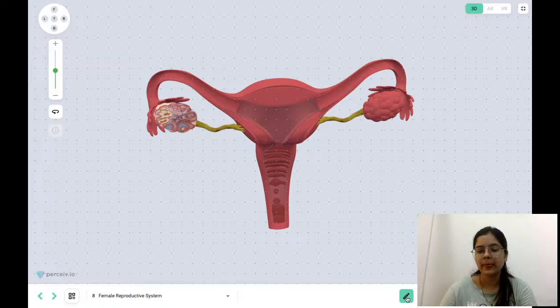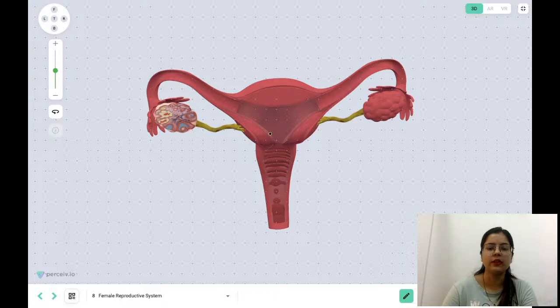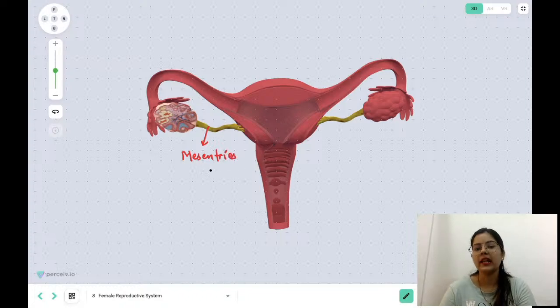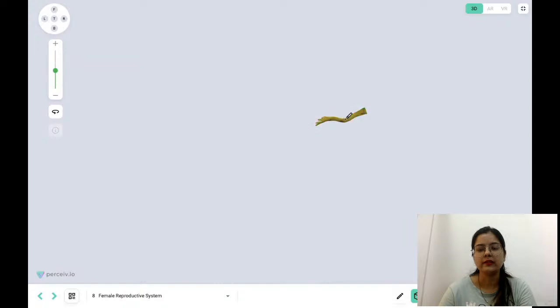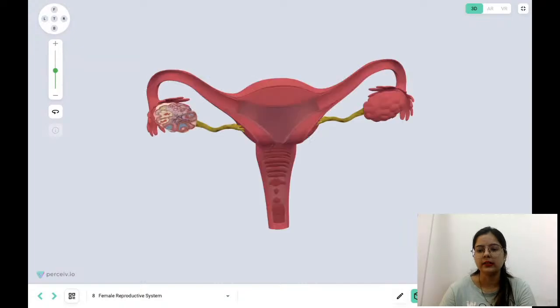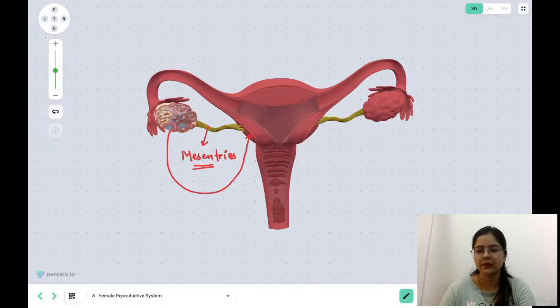Now, the very next important organ is basically your, now these structures which you can see over here, these are called mesenteries. These are your mesenteries, all right? And mesenteries are a kind of mesodermal cells which is going to connect this ovary to that of the uterus, you can see over here. All right. So it is going to connect this ovary with that of the uterus. So again, you can see that we have used this isolation tool. So it basically looks like this one. All right. So it is the mesenteries.